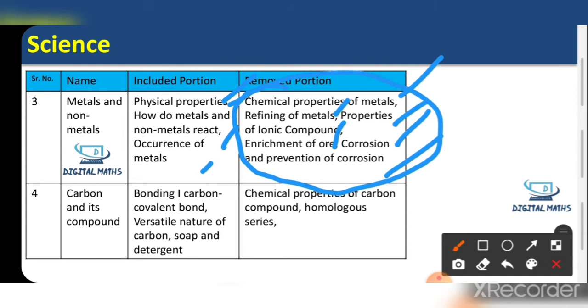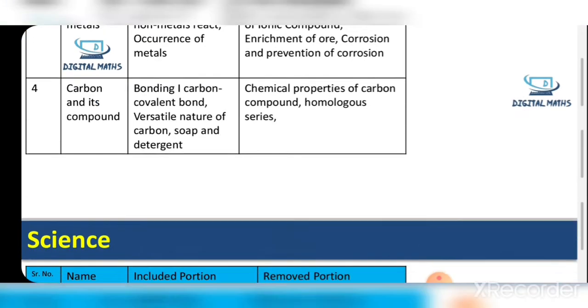Now we have to see chapter number 4, carbon and its compounds. Bonding in carbon, covalent bond, versatile nature of carbon, soap and detergent are included. Which is the excluded, removed portion? Chemical properties of carbon compounds and homologous series are removed from chapter number 4.